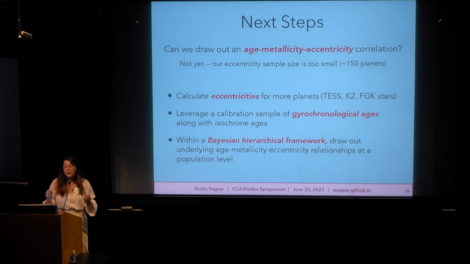And finally, within a Bayesian hierarchical framework, we want to see if we can tease out an underlying age, metallicity, eccentricity relationship, and maybe mutual inclination as well, at a population level, including all of the planets that we can get our hands on, as long as we have these three pieces of data for them.